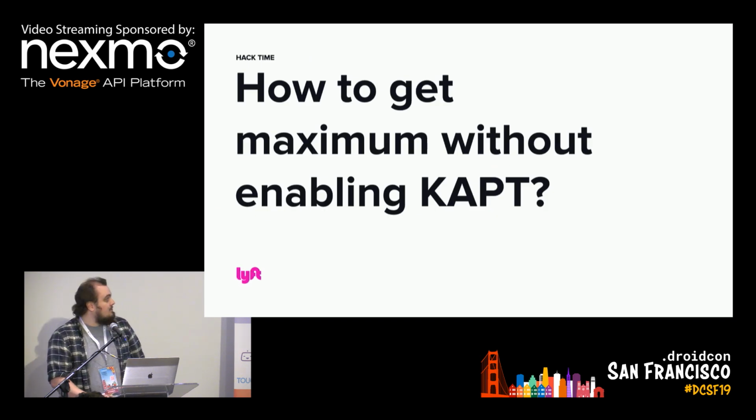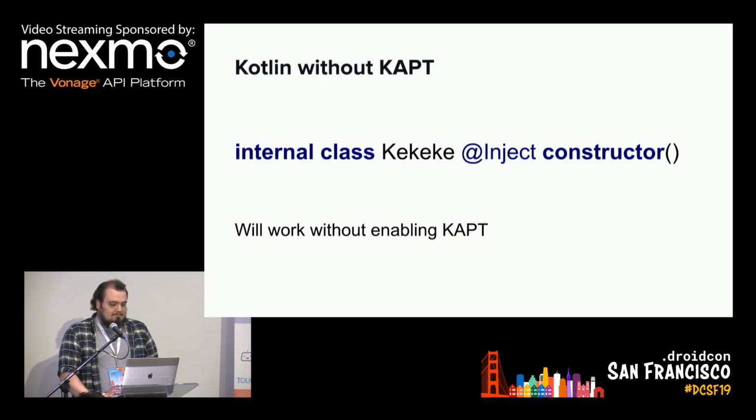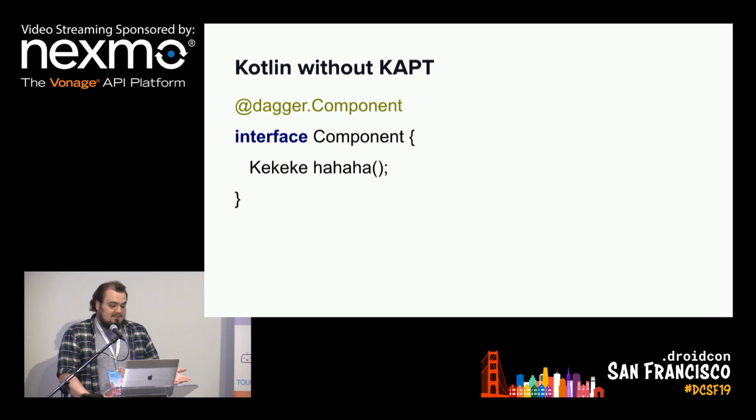Okay, how to get maximum without enabling KAPT? Look at this internal class. Could this class be used in Dagger 2 graph without enabling KAPT? The answer is yes. If we have a component like this written in Java, we are able to use this class written in Kotlin without KAPT.